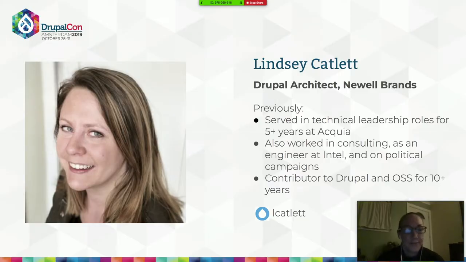I'm Lindsey Catlett. I'm a Drupal architect with Google Brands, which is a Fortune 100 product company. Previously, I worked at Acquia for a number of years in various technical roles. I've also worked in consulting as an engineer at Intel, and also on political campaigns. And I've been a contributor to Drupal and other open source projects for about 10 years now.